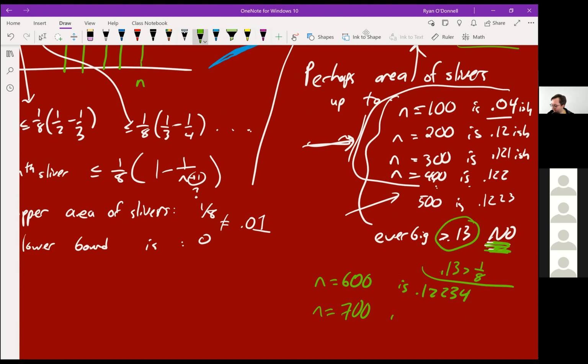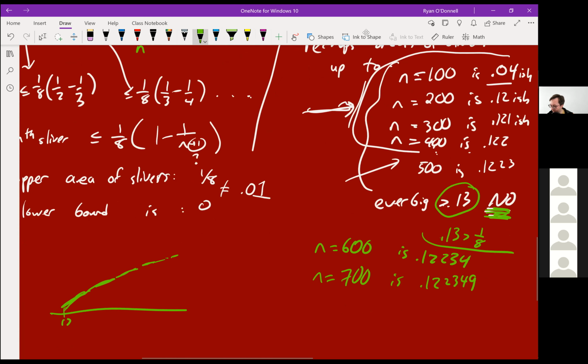Okay, 700, it's 0.1223449. We got up to this sliver, this sliver, this sliver, and we've added it up from 0 all the way to 700. Okay. So is this error bound something like the maximum minus something related to n, I guess?